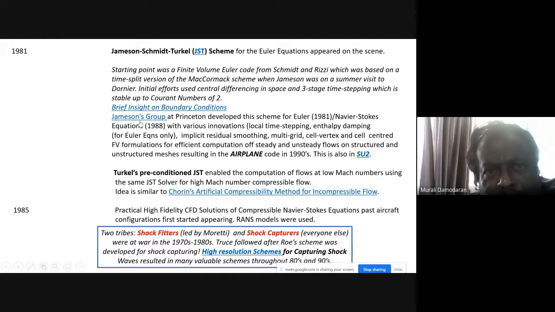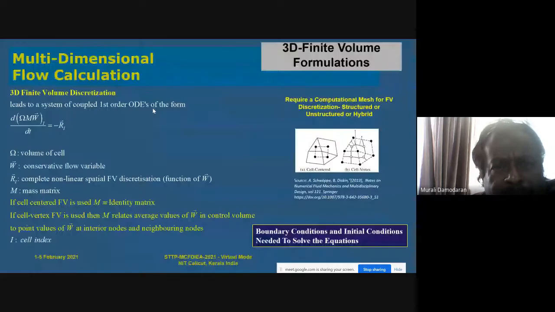So the group went on to develop a whole lot of innovative techniques, such as local time stepping, enthalpy damping, and so on. All that you can actually find by clicking here, Jameson's group, all his papers are there. You can have a look at it. But before I go further, I would like to talk a little bit about boundary conditions.